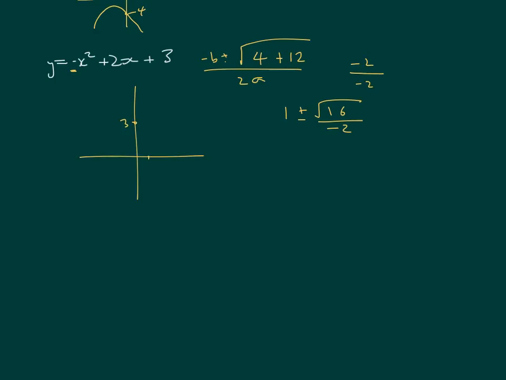We can find the crossing points, so that's going to be root 16, which is 4, over 2, which is 2. So 1 plus or minus 2, so it'll be at 3 and -1. And the centre point is at 1, and if it's negative, it's going to take this shape here.